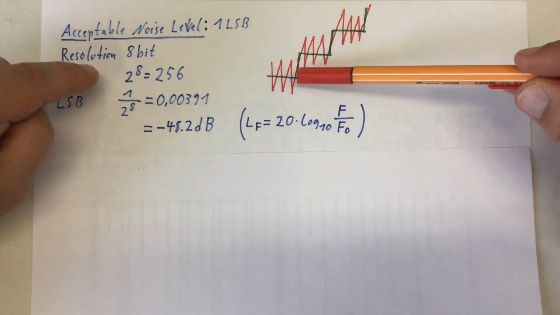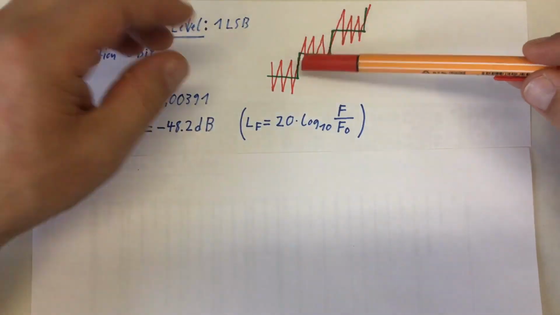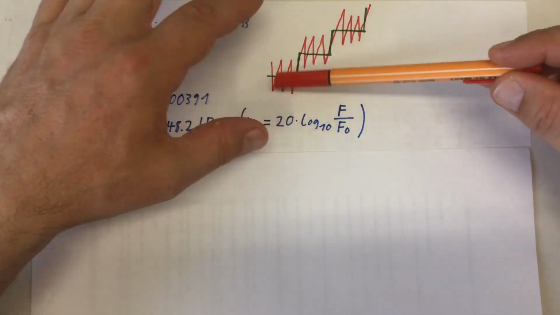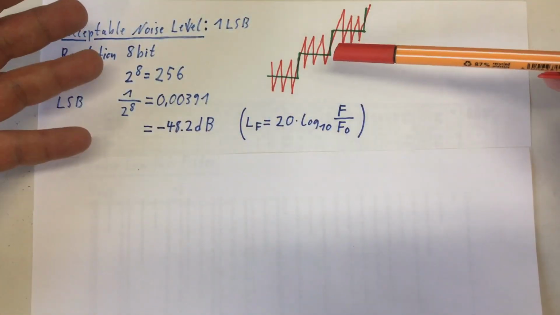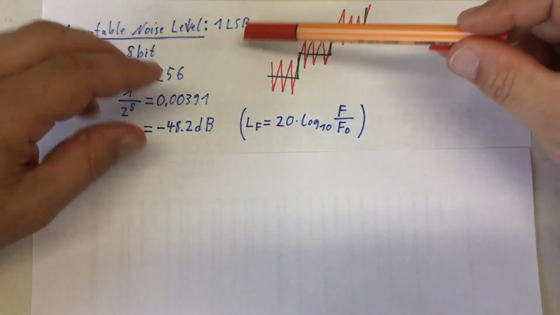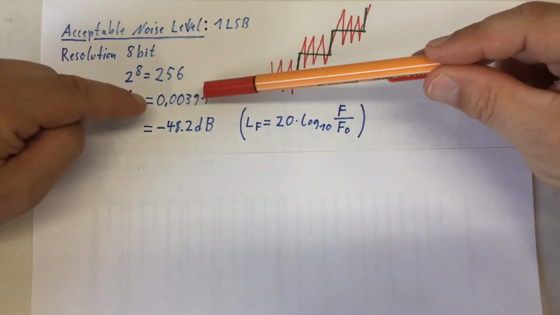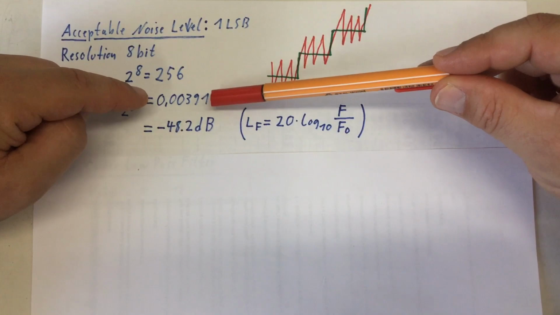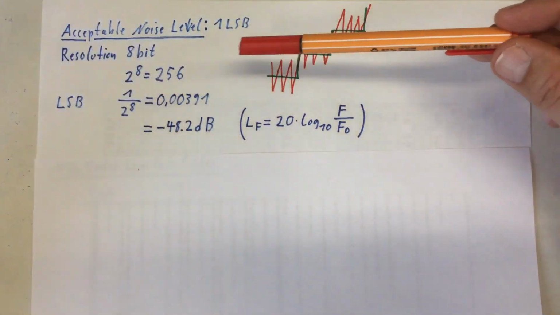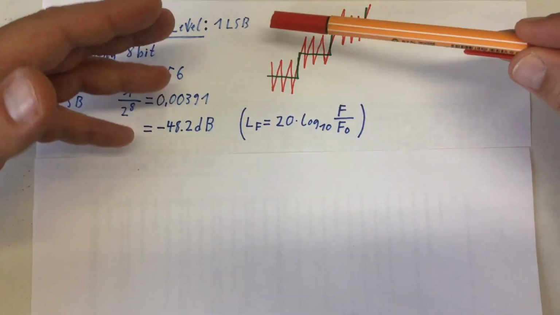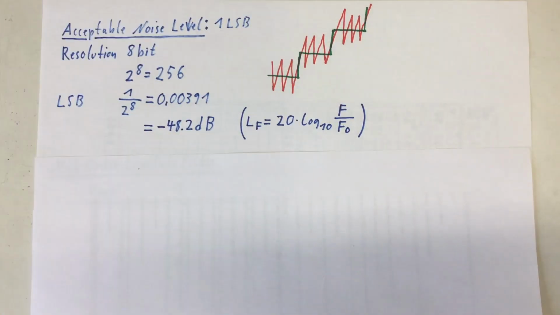So let's go here for half a least significant bit. Or you can say, 2 least significant bits. A little bit of noise here, I don't mind. Or you can skip all that LSB calculation and directly go for that decimal number and say, okay, my acceptable noise level is, for example, 1%, that is 0.01, or 0.1%, 0.001.